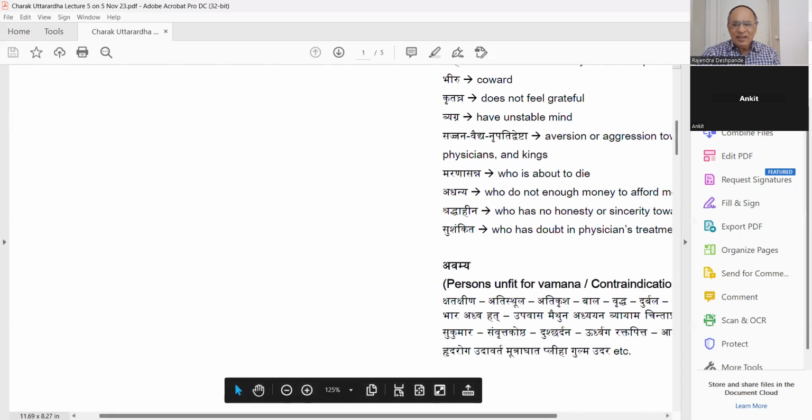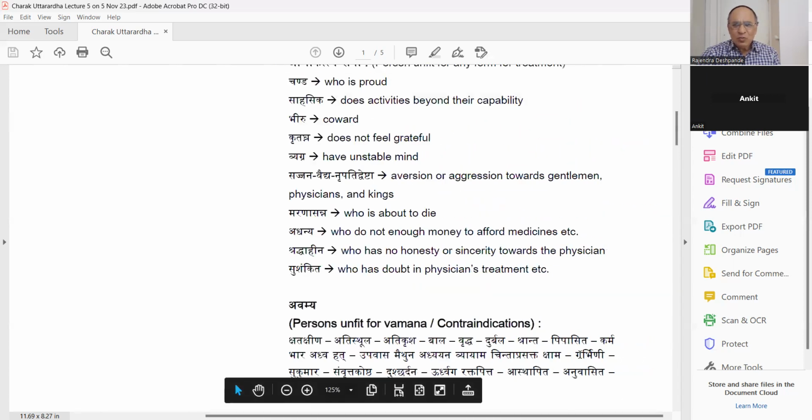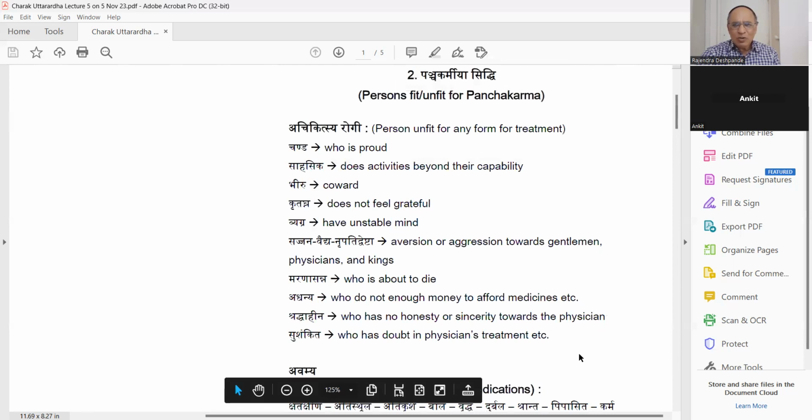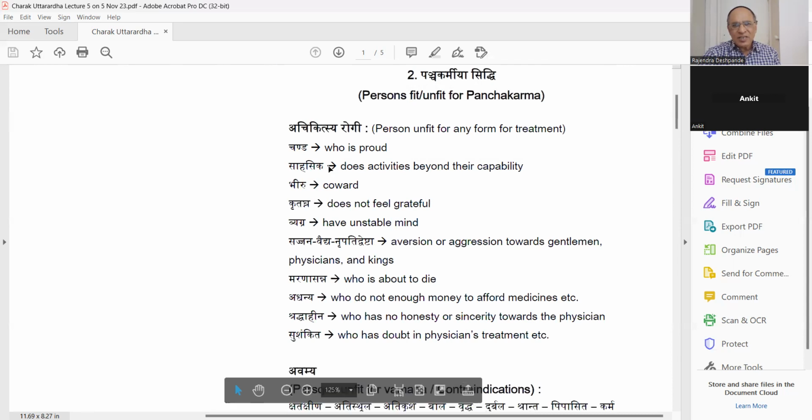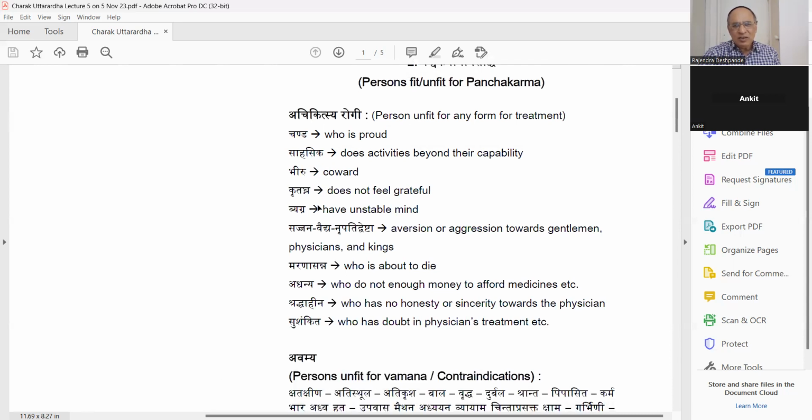And in the beginning, we also discussed who are the people that should be totally avoided for Panchakarma or any procedure: achikitsya rogi, unfit for any type of treatment, like Chanda, Sahasika, Bhiru, Udvigna, Vyagra, etc. Maranasanna, Adhanya, Shraddhayana. So, my dear friends, this is all about today's lecture, Charaka Uttarardha, on the 5th of November 2023.